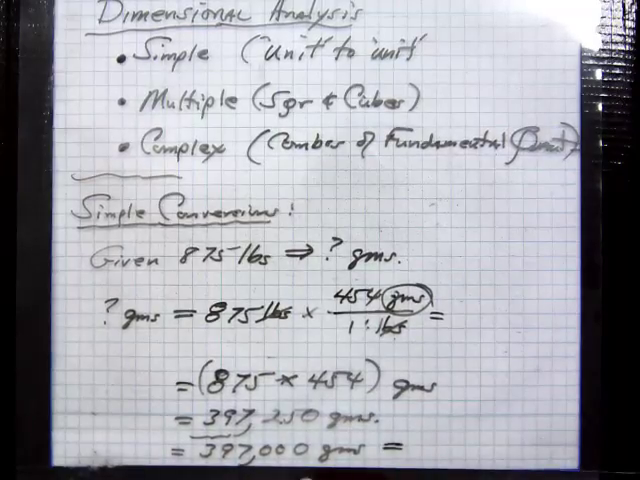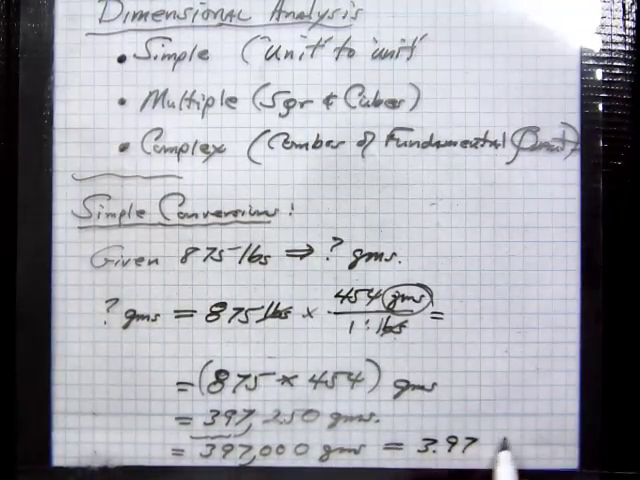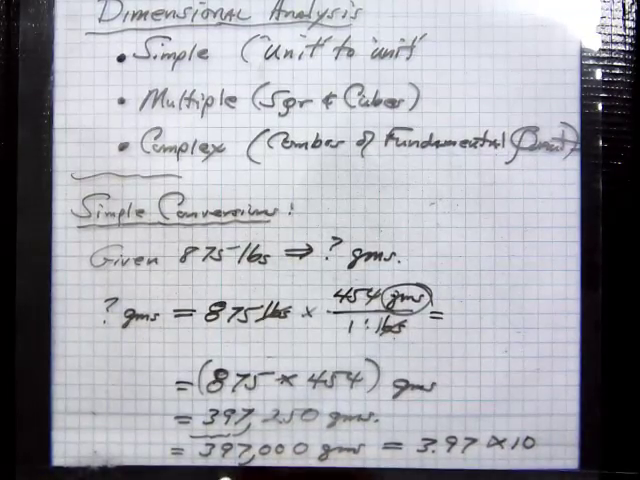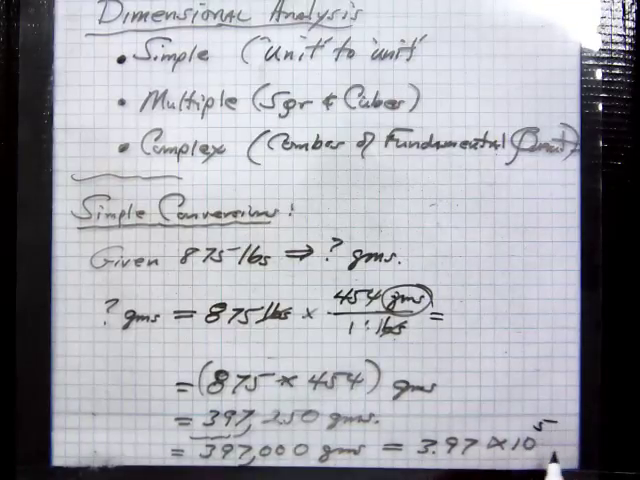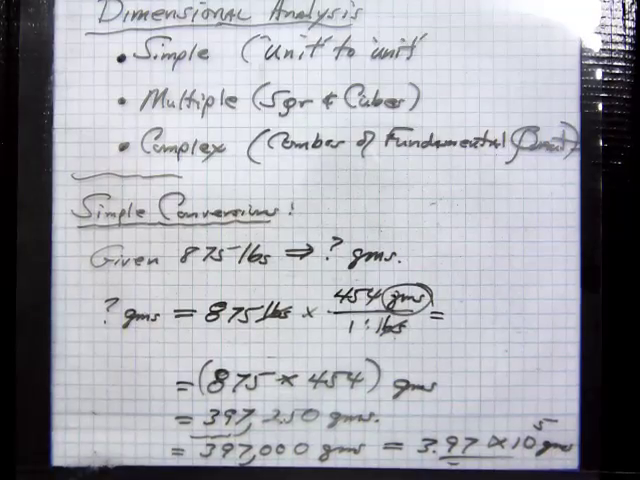And if you wish to put it in exponential notation, 3.97 times 10 to the 1, 2, 3, 4, 5, positive 5 grams. So however you want to express the number. One way to do it.